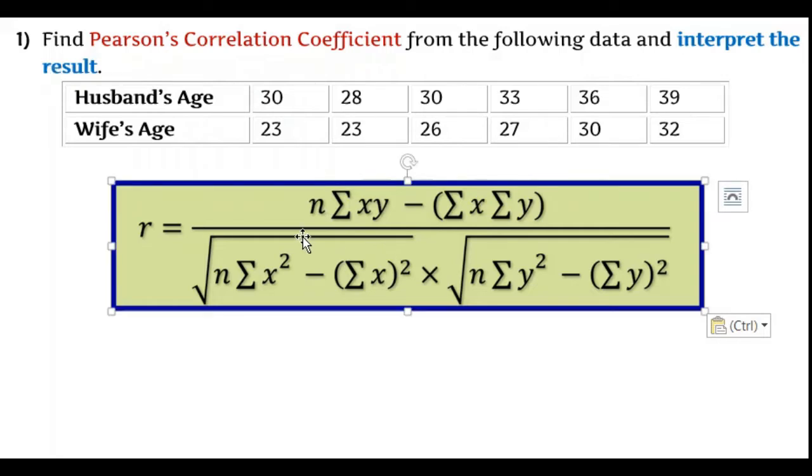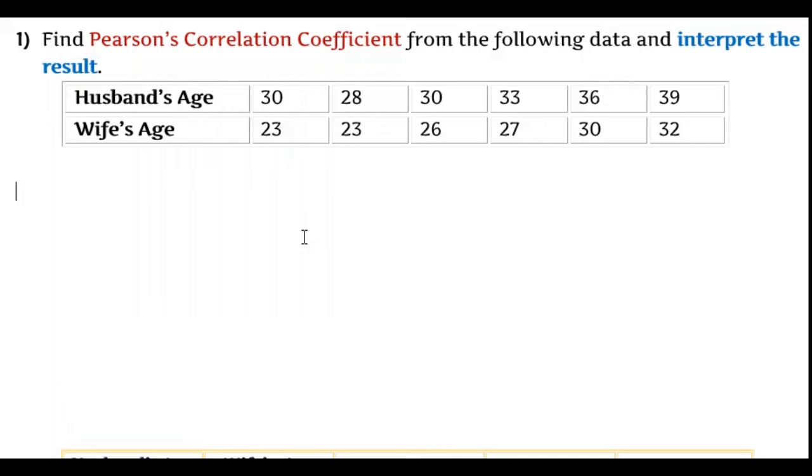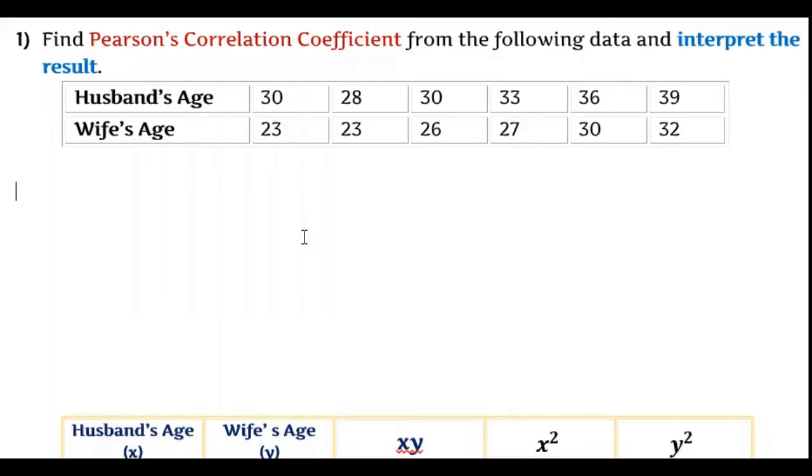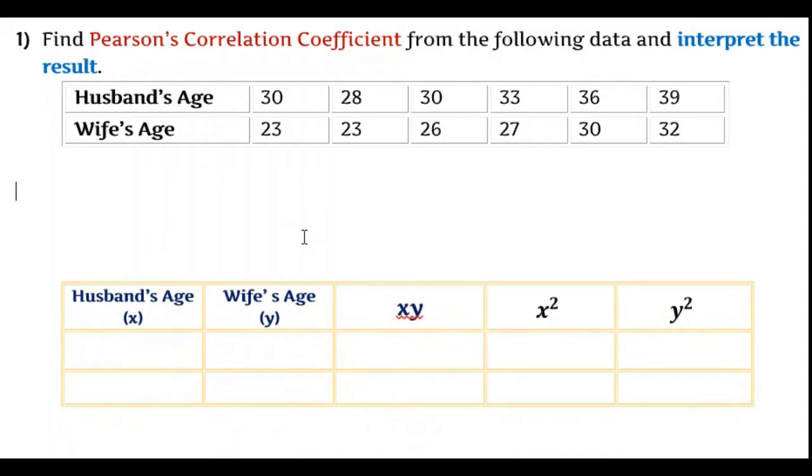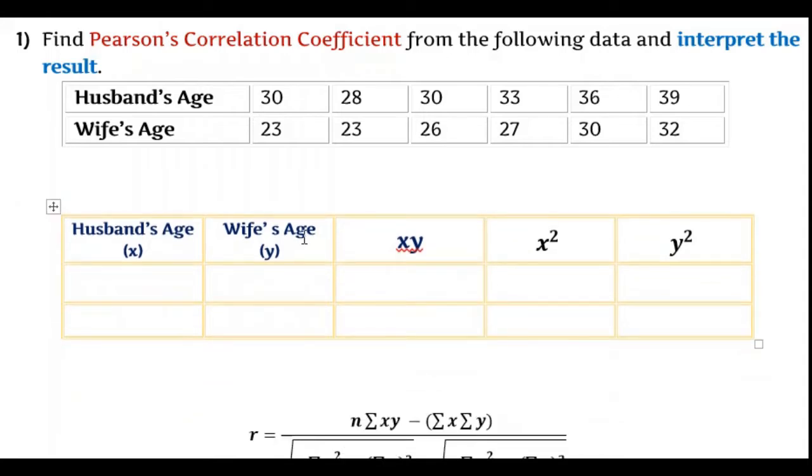So let us proceed towards the calculation. We are calculating Karl Pearson's correlation coefficient. To calculate that we will be using this table. I request you all to draw this table. I'll give a subheading for our calculation as computation of correlation coefficient.